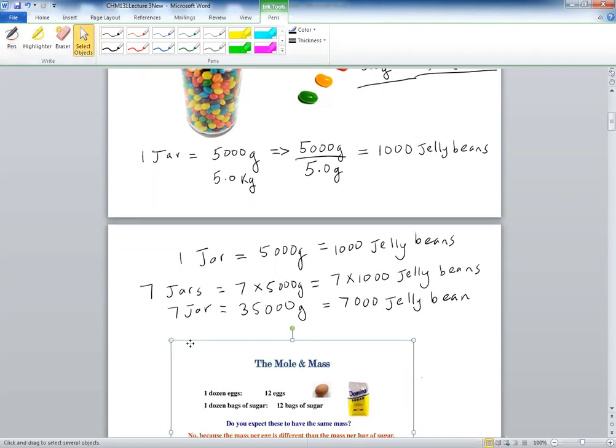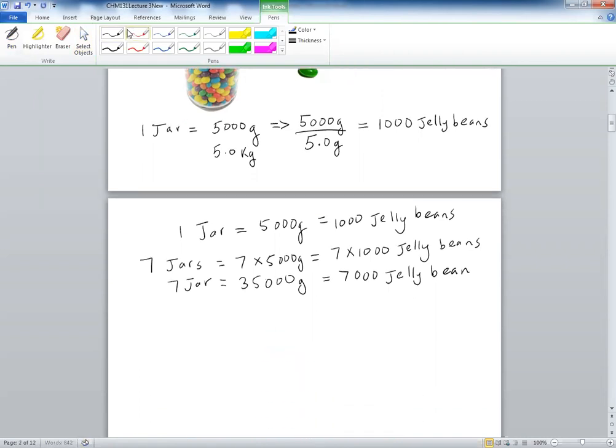Okay, how is that going to relate to what we do? Here's how it's going to relate. If I say for carbon, I have 1 mole of carbon. The 1 mole of carbon weighs 12.01 grams of carbon. And we know that 1 mole of carbon is equal to 6.02 times 10 to the 23rd carbon atoms.